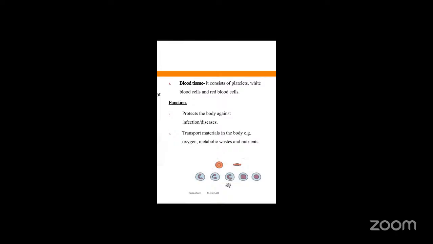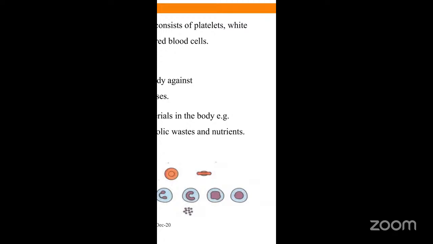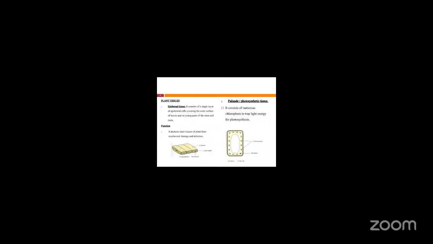So all of them, because they are in the blood, they are in the same system and they are functioning together to achieve a similar function. Therefore, they are referred to as a tissue, and that's why we have a blood tissue.